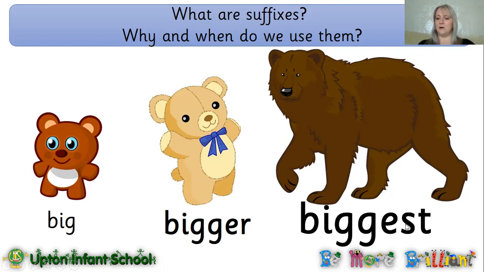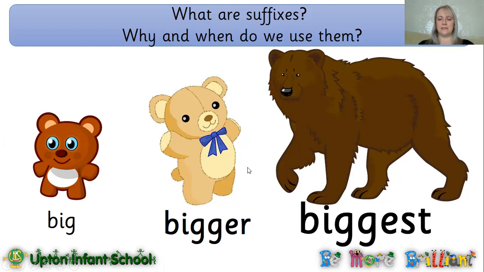So by adding on that est at the end of that word, I am now describing to you that he is the biggest. So if you know that there are three bears in the room and one of them is the biggest, you know that he is huge, ginormous, massive. You know that the bigger bear isn't going to be as big as the biggest bear, but you know that he is bigger than the smallest bear.